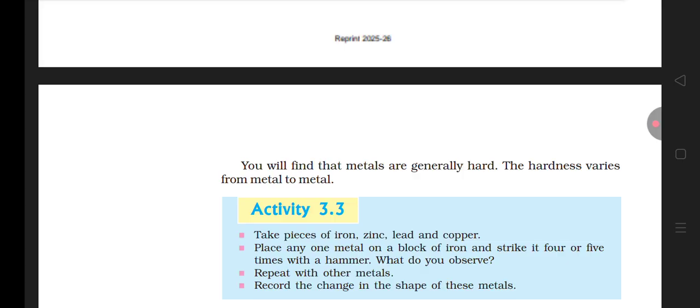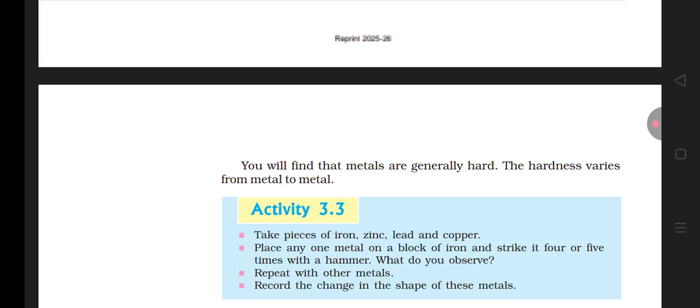Okay. So next is, record the change in the shape of these metals. We have already recorded that. Now next, you will find that metals can be beaten into thin sheets. This property is known as malleability. Did you know that gold and silver are the most malleable metals? Yes, dear students, gold and silver are the most malleable metals, because they can be beaten into very thin sheets. That's why you must have seen gold and silver used for making ornaments.